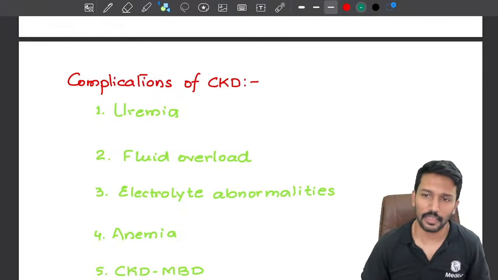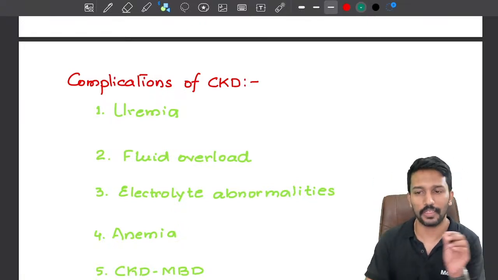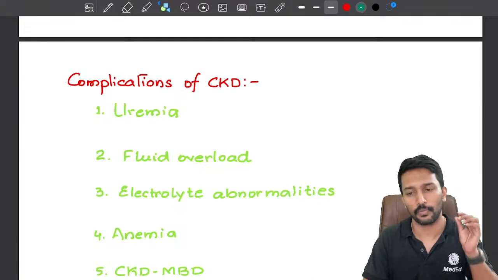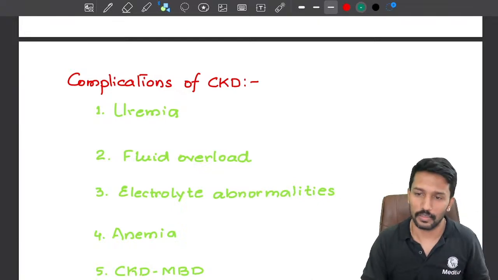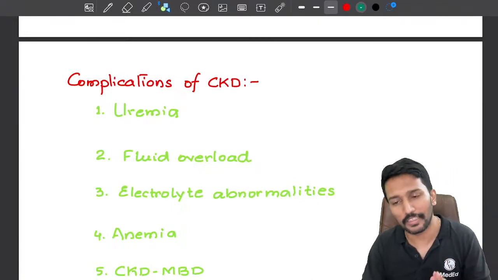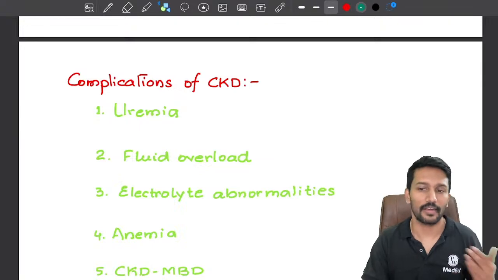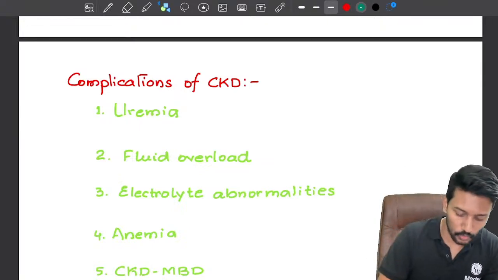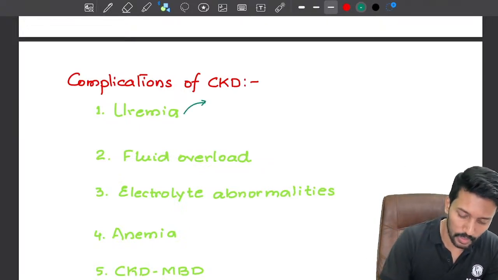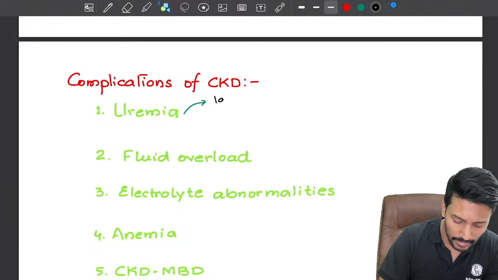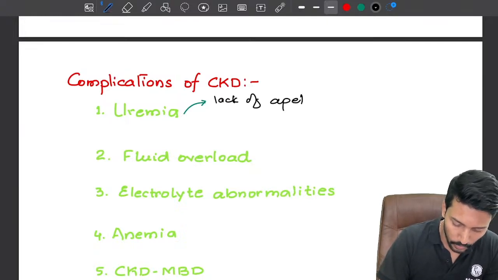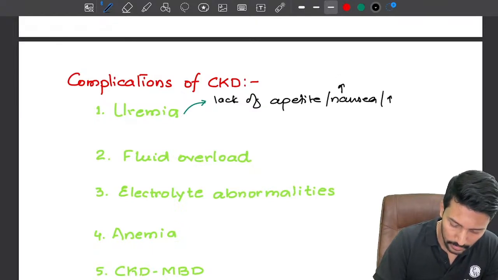So as long as kidneys are fine, urea is not a problem. But if the kidneys are not fine, the urea level increases. Urea is also toxic. It is not as toxic as ammonia, but it is toxic. It is toxic to brain, gut and various tissues. So it leads to various symptoms, right? What are the symptoms uremia can lead to? 1, lack of appetite, severe nausea and vomiting.